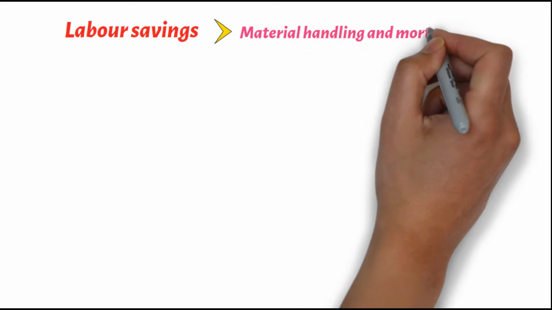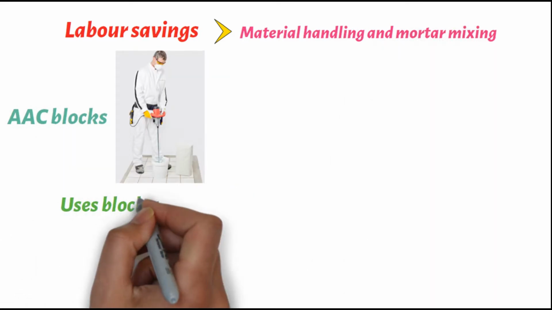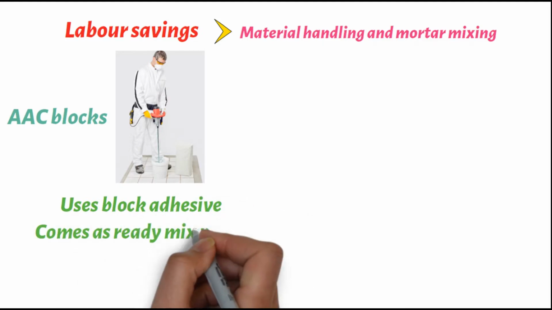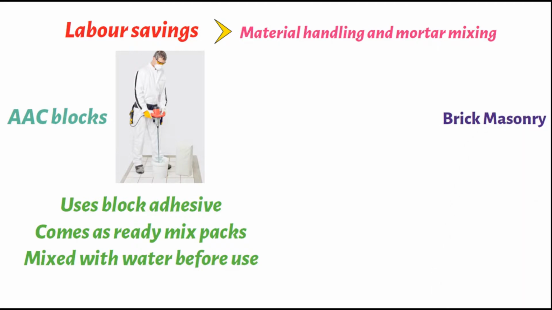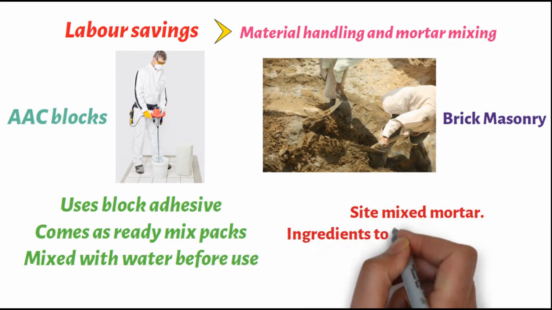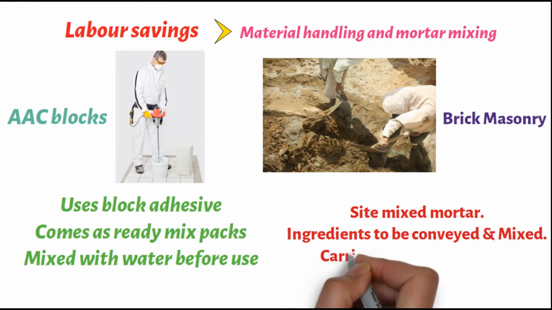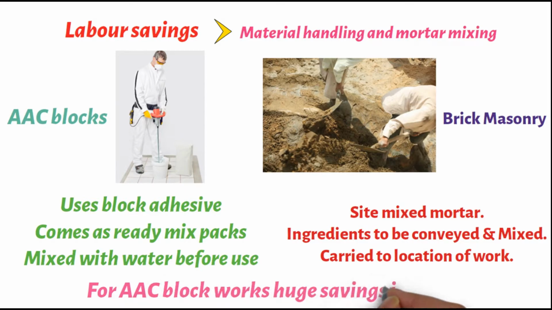Next, labor saving in terms of material handling and mortar mixing. AAC blocks use block adhesive, which is available in 25 kg ready mix packets, and it can be mixed with water before use. Whereas brick masonry uses site mix mortar, and the ingredients have to be conveyed, mixed, and carried to the location of work. For AAC blocks, there is a huge saving in labor for mortar mixing.